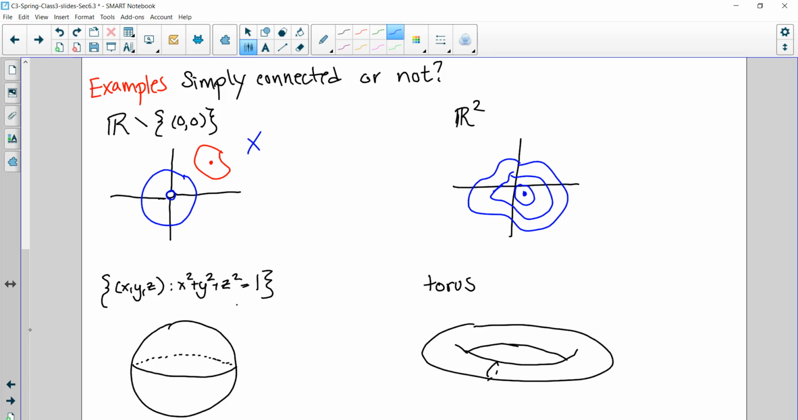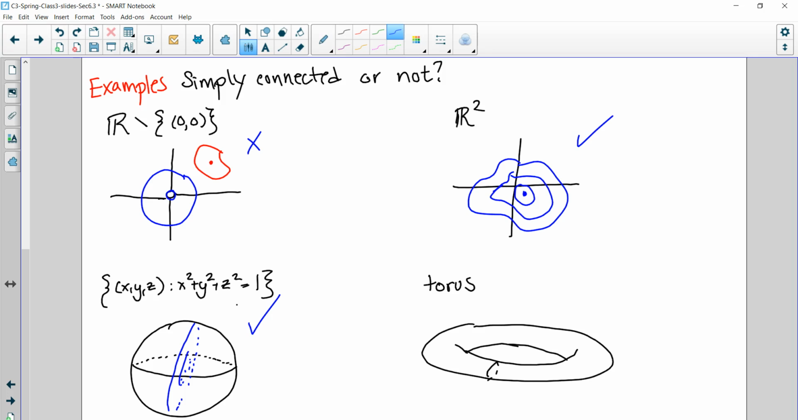In these last two examples, for the unit ball, or the unit sphere, I think you can take any loop, say on the boundary here, and continually shrink it. You might have something like this inside, and then eventually it would go just to a point. So this one is simply connected. I should mention the other one was as well.